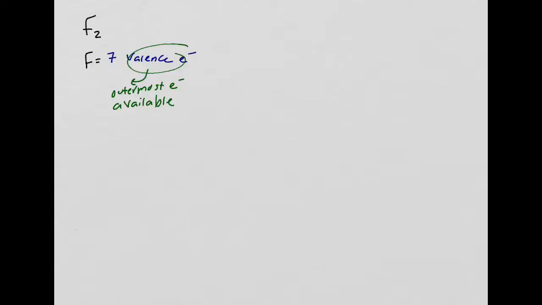So I have F2, 2 nonmetals together. Now, I said that each fluorine has how many valence electrons? 7. So 1, 2, 3, 4, 5, 6, 7. I want to have another fluorine. 1, 2, 3, 4, 5, 6, 7. So far so good. So again, what I did here, I have 2 fluorine atoms, and each fluorine atom has 7 valence electrons.